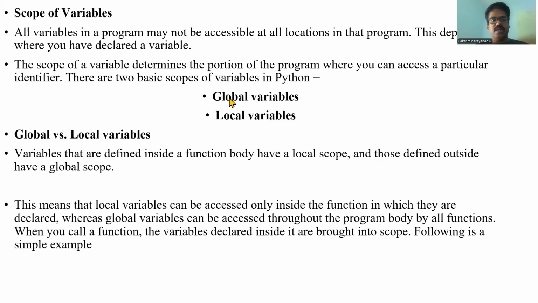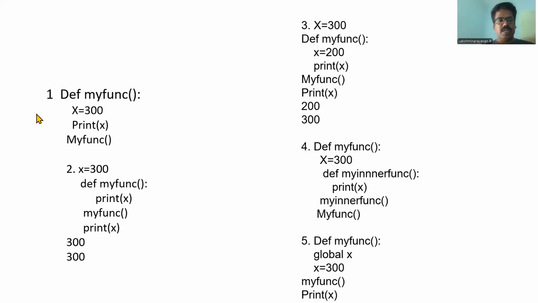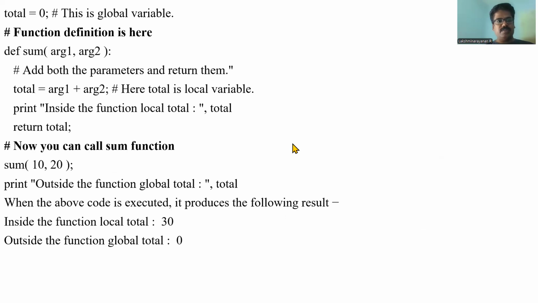And we have to talk about global variables and local variables. While passing a value inside the function, we have to pass a variable, and outside the function we have to pass another variable. For this kind of situation, we go for local variables and global variables. This is the local variable, and this is the global variable, outside the function and inside the function. See, these are the examples for global and local variables.